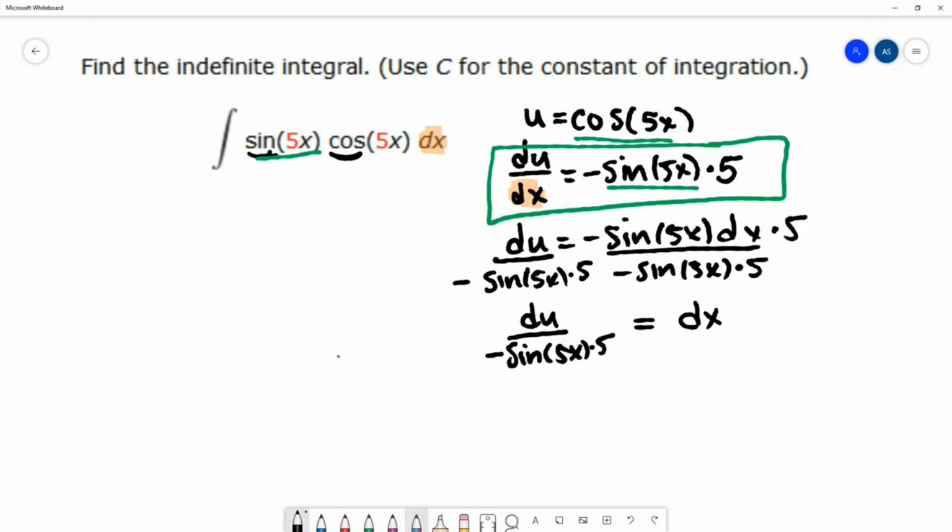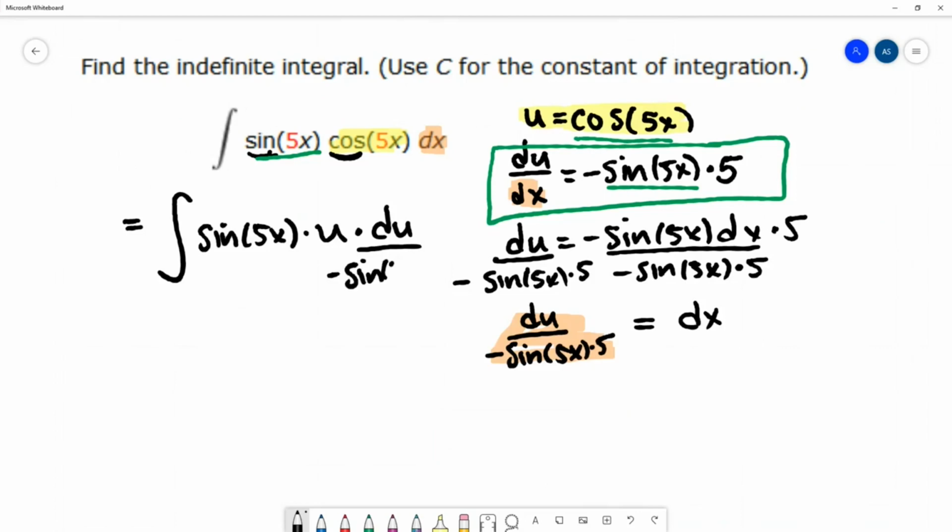So let's make this substitution. We're going to substitute all of this for dx, and we're also going to substitute in u for cosine of 5x, and let's see what shakes out. We have the integral of sine of 5x times u times dx. Dx is du over negative sine of 5x times 5.